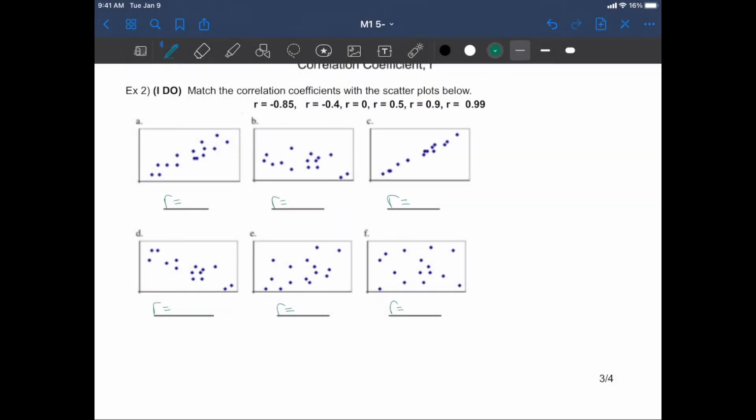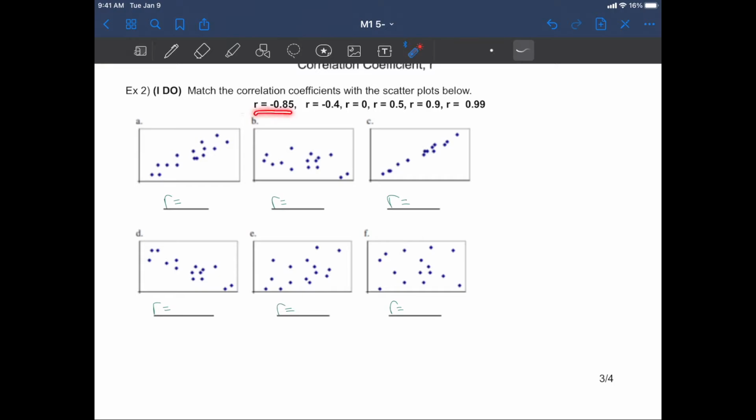Example 2, match the correlation coefficients with the scatter plots below. So if you wanted to pause the video so that you can see if you can do it yourself, I highly encourage that. So go ahead and pause the video if you want to try it for yourself. If not, just go ahead and hang on. And let's go ahead with this, shall we?